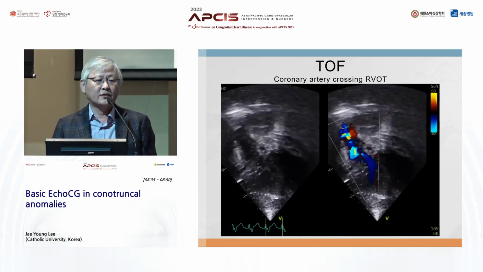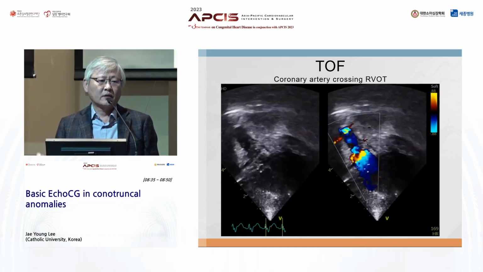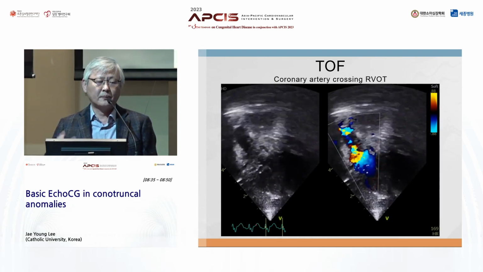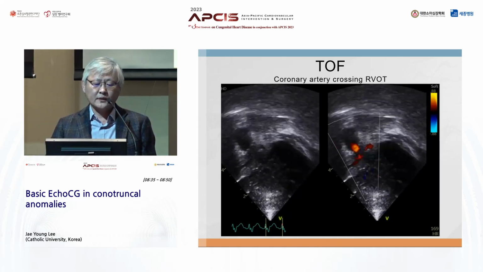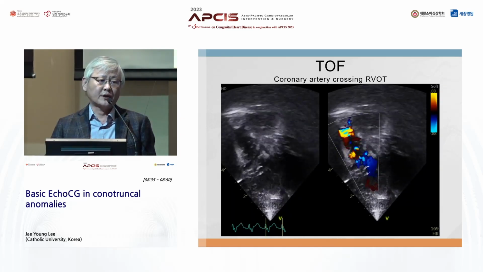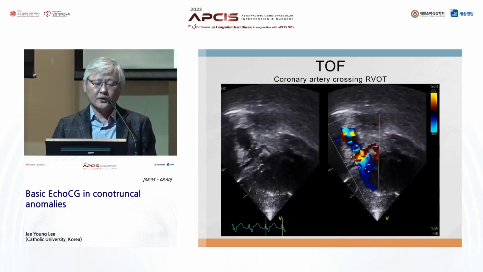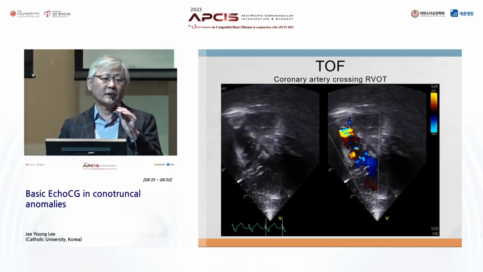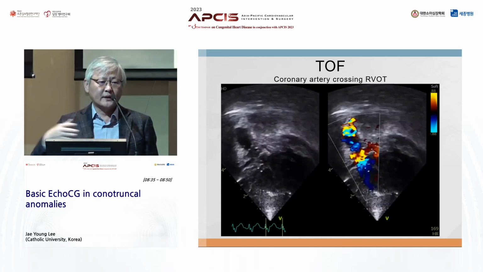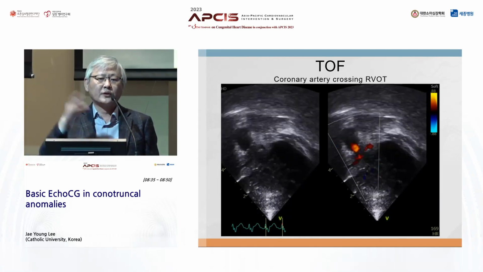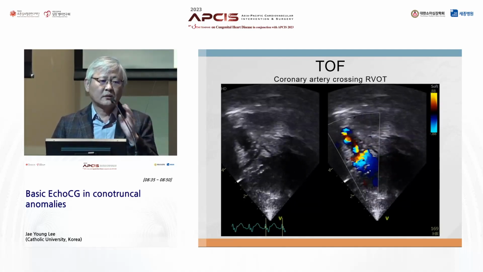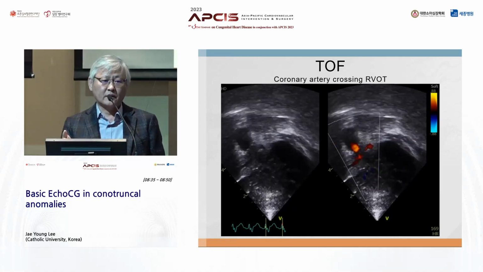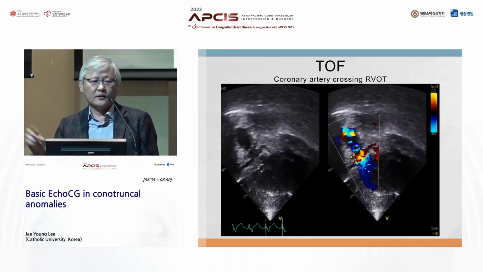And lastly, in tetralogy of Fallot, some patients have a coronary artery crossing the outflow tract. So in this case, a single coronary artery from the left coronary sinus and the right coronary artery crossing the outflow tract. This is the pulmonary trunk, pulmonary valve, and you can see the color flow in this. So sometimes the left anterior descending, sometimes the right coronary artery crosses the outflow tract. When we need a transannular patch, it's very important to identify the coronary artery anomaly.